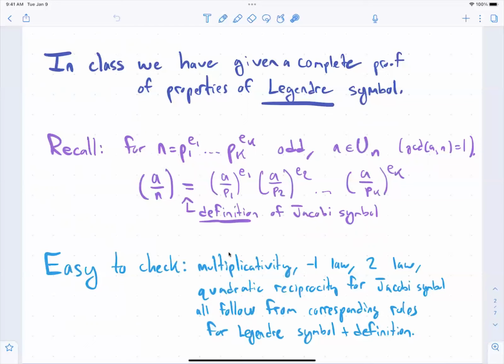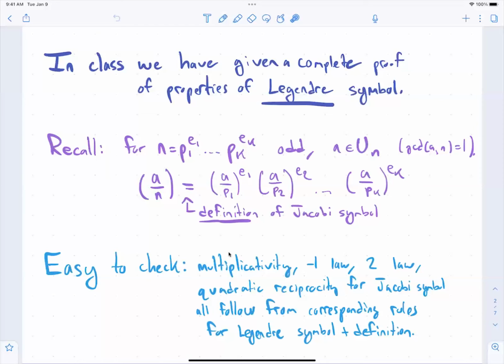Then the Jacobi symbol for A over n, where A is in the units mod n, or has gcd 1 with n, is just defined to be the product of the relevant Legendre symbols according to the factorization of n. What I told you in class, and what we used when making computations, for example to apply quadratic reciprocity without having to factor first, was that the Jacobi symbol satisfies all the same properties as the Legendre symbol.